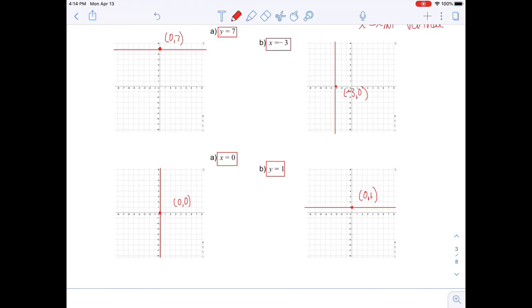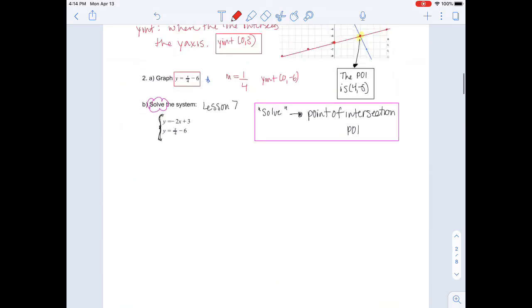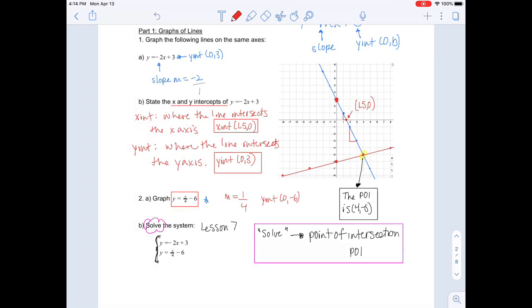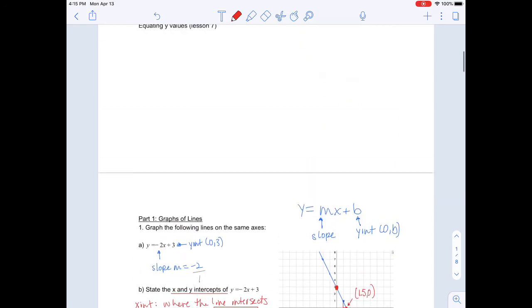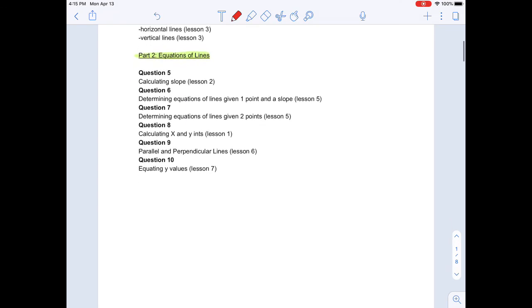Okay, so that ends our first part that has to do with graphs of lines. Remember, we covered graphs of diagonal lines, also horizontal and vertical lines. We talked about x-intercepts and y-intercepts. We talked about the points of intersection and how to solve a system of two equations. By a system, we mean something that has this brace here. So I know how to solve a system by graphing the two lines and stating their point of intersection. So we have successfully gone over everything in part 1. And in the next part of the video, we'll look at part 2, equations of lines.